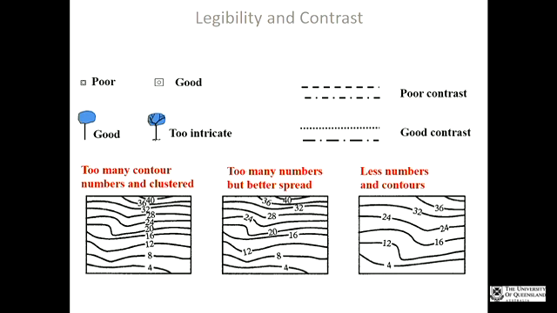So these might be contours. This is a case where there's really too many contours, or too many numbers. They're very cluttered together. There's probably too many numbers here as well, so it still looks fairly cluttered. But this shows the same information in a much simpler, clearer way. So that might be a bit better. But again, it's a bit of judgment here, so these are just suggestions. Really you're looking for simplicity and clarity and contrast.